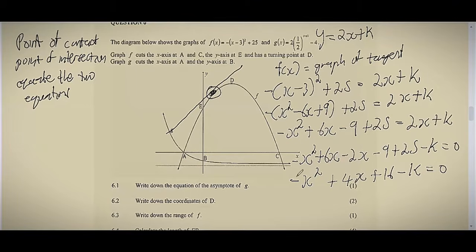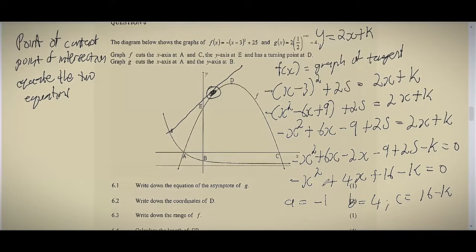Now, at this point, you can see that you have something that is in quadratic form. So applying the nature of roots, we'll just go on and say a equals negative 1, and then b equals 4. Remember, b is the coefficient of x, and a is the coefficient of x squared. Then c will be whatever is remaining here, so 16 minus k. Right.